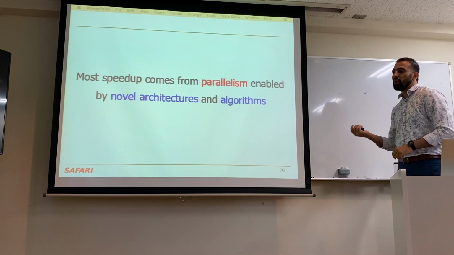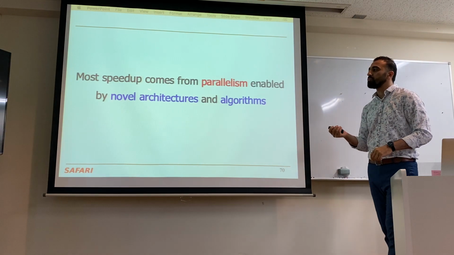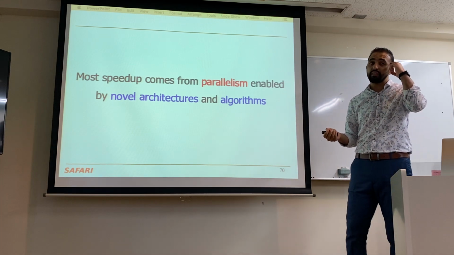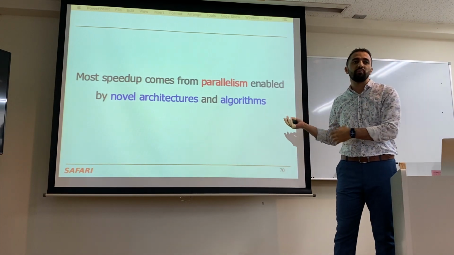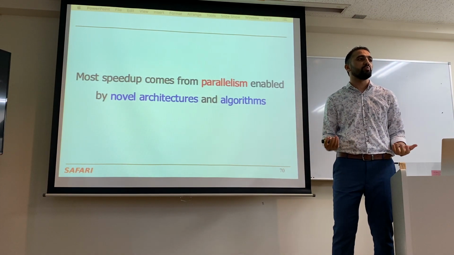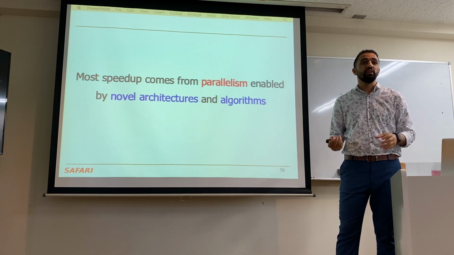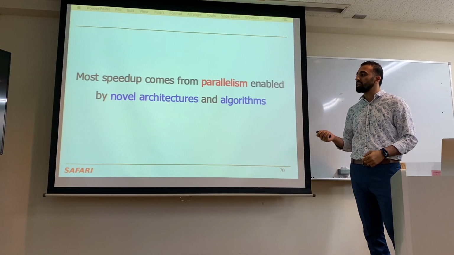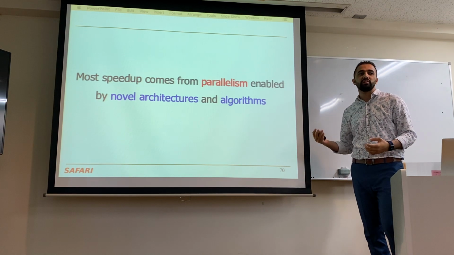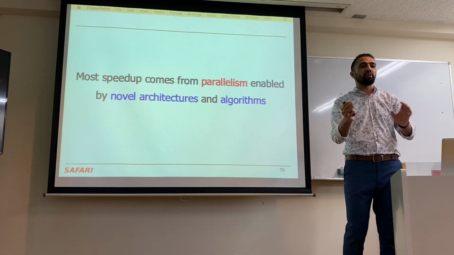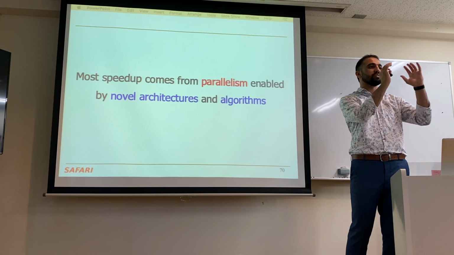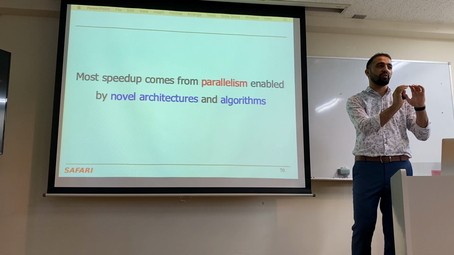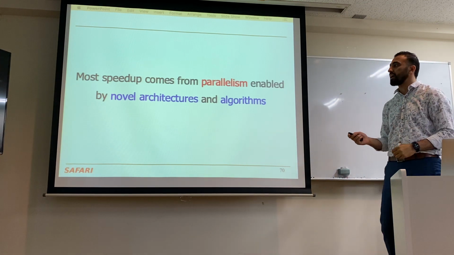And we know that most speedup comes from parallelism. Sometimes the algorithm by itself, such as dynamic programming, cannot be parallelized. We cannot do any computation in parallel by itself. So what we can do is parallelism enabled by novel architecture and algorithm. You can build a huge chip where many cores inside the same chip each do a specific dynamic programming algorithm, for example. This way you can accelerate it.